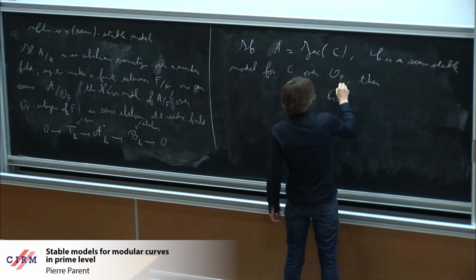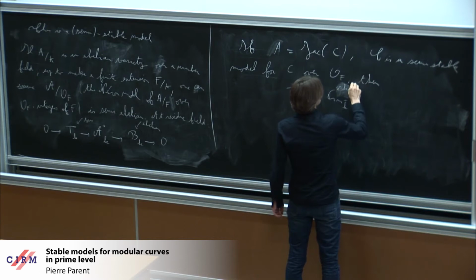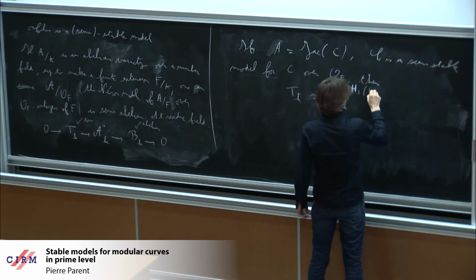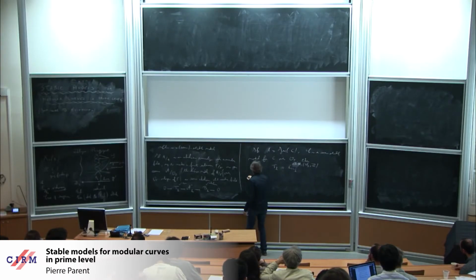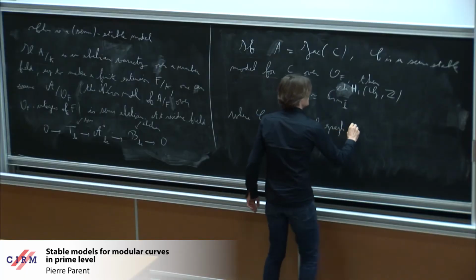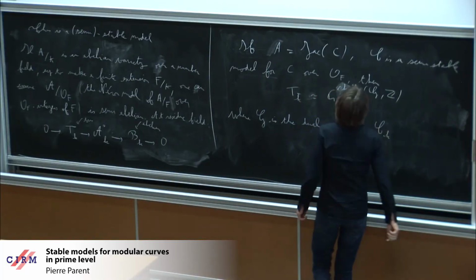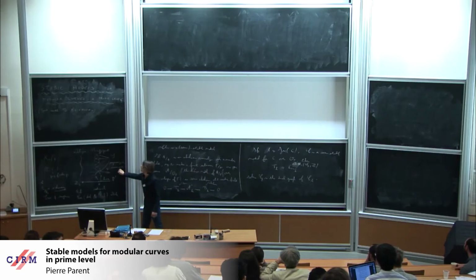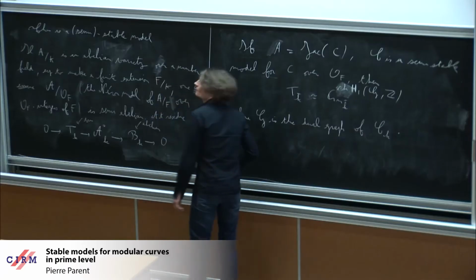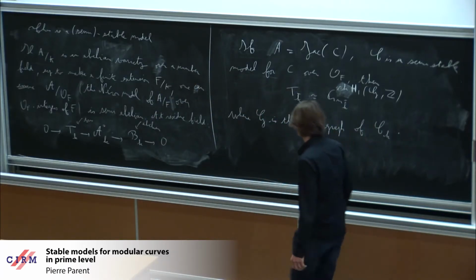to the rank of the first singular homology group of G, where G is the dual graph of the special fiber of C at K. So in particular, in that case, the dual graph is quite simple. It is what is called usually a banana graph.